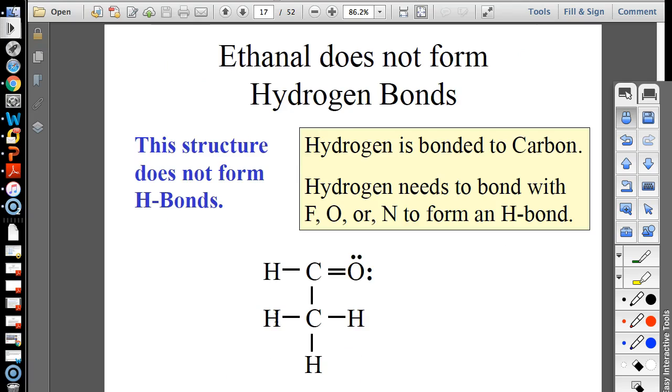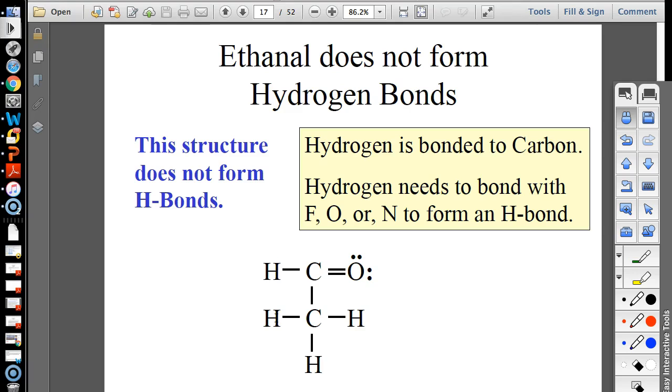All right, now, ethanol doesn't hydrogen bond. So ethanol would have a line here and a hydrogen. But here I have a double bond instead. So do you see how the first thing to look for is hydrogen bonded to nitrogen, oxygen, or fluorine? Do you see a hydrogen bonded to a nitrogen, oxygen, or fluorine? No, so it doesn't hydrogen bond. So you can answer that question real quick.